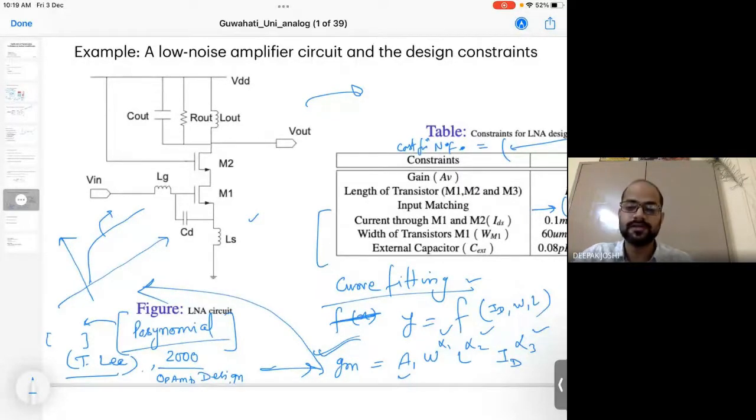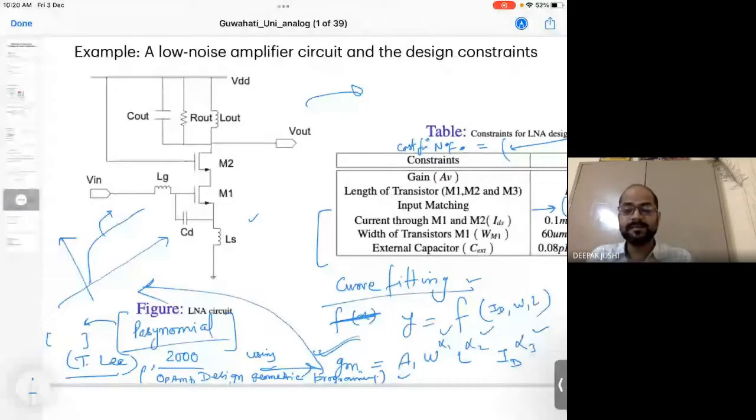Operational amplifier design using geometric programming. Quite an interesting paper.